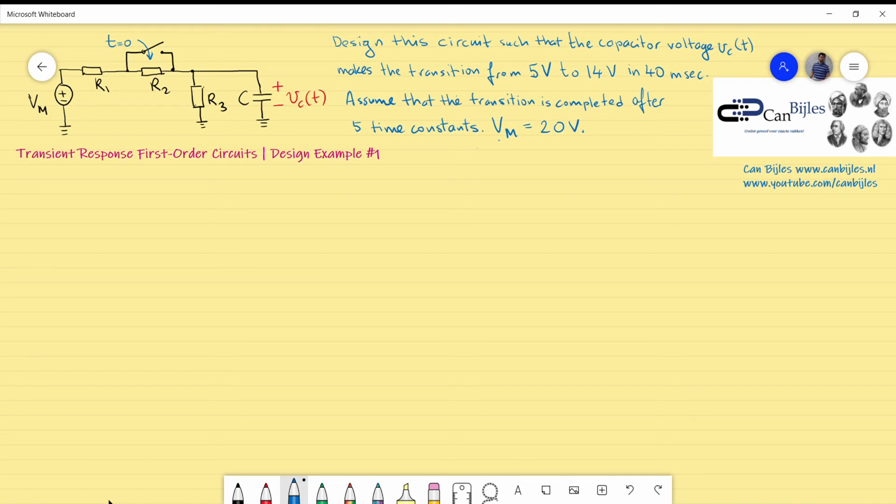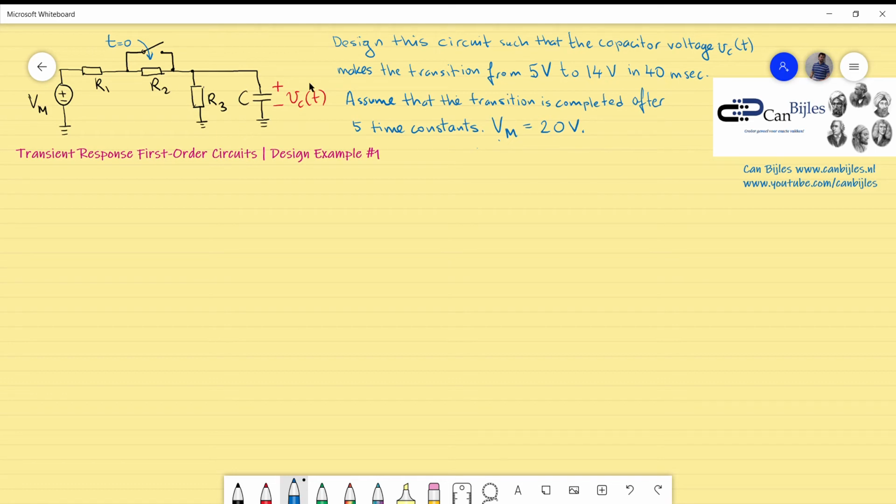We will talk about a transient response of a first order circuit, and this will be a design example. We have an RC circuit given here, and there is a switch again which will be closed at time equals 0. There are three resistances, R1, R2 and R3, and one capacitor, and there's also one independent voltage source. The values of these components are not given, so this is actually a design example.